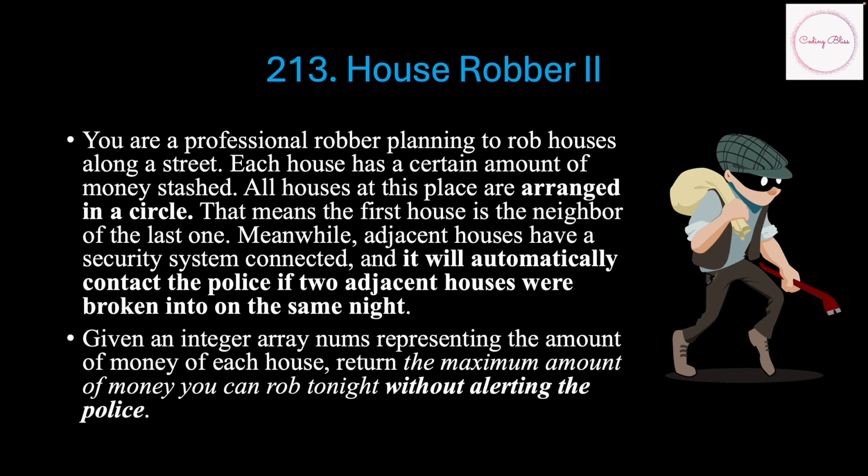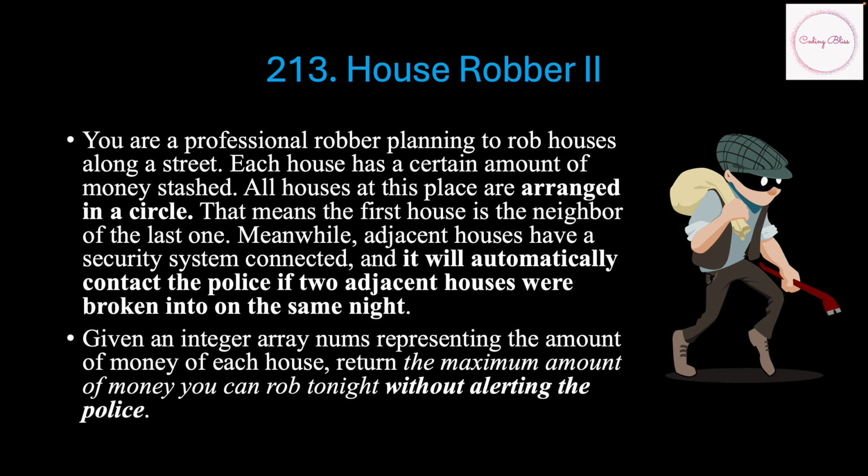You are a professional robber planning to rob houses along a street. Each house has a certain amount of money stashed. So far it's the same as 198. All houses at this place are arranged in a circle. Think this way: in the other problem it was arranged linearly in 198. Here you basically have a circular arrangement of houses, a circular array. That means the first house is the neighbor of the last one. So that's the main difference there.